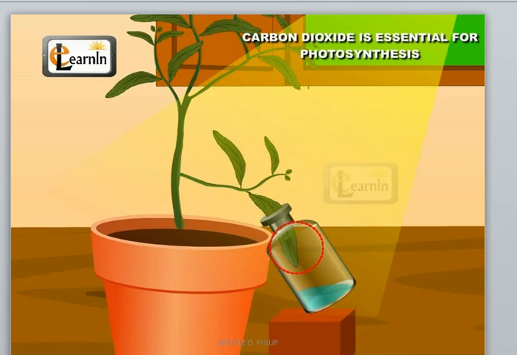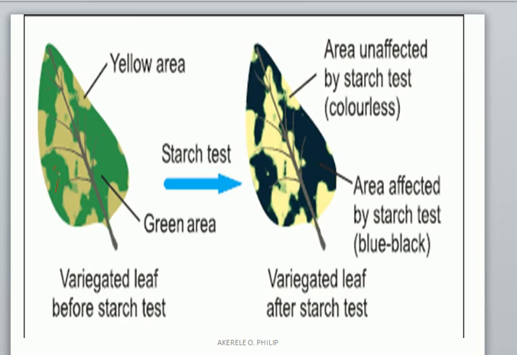Then we have another experiment here that talks about the importance of chlorophyll. You can see this is a variegated leaf, a leaf that has yellow and green and other colors with it. So this leaf too will be on its parent plant. Then it will stay for some hours to photosynthesize. Then we'll pluck the leaf and subject it to a starch test. Then see what happens. All the parts that are green will turn blue black because they have chlorophyll in them.